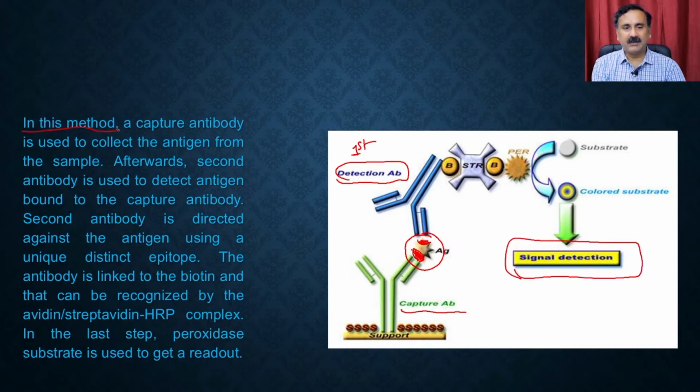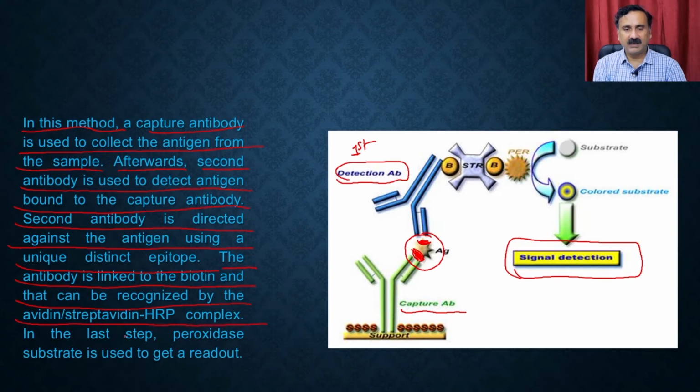So in this method, a capture antibody is used to collect the antigen from the biological sample. Afterwards, the second antibody is used to detect the antigen bound to the capture antibody, and the second antibody is directed against the antigen using a unique, distinct epitope. The antibody is linked to biotin, which can be recognized by the avidin or streptavidin HRP complex, and in the last step the peroxidase substrate is used to get the readouts.